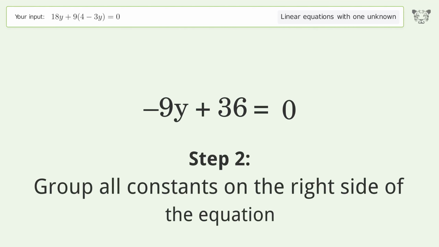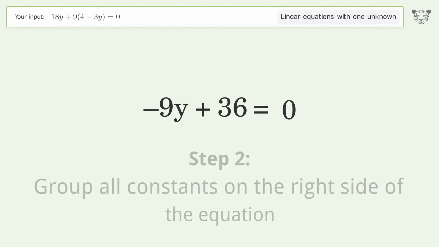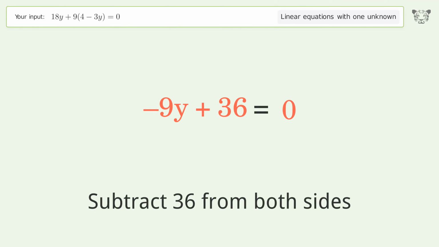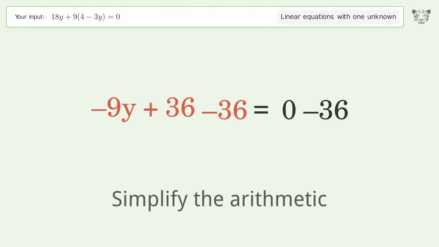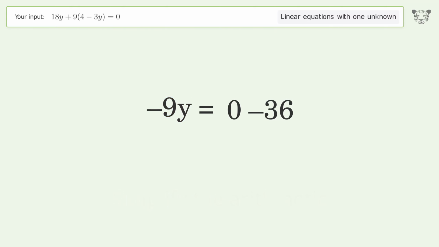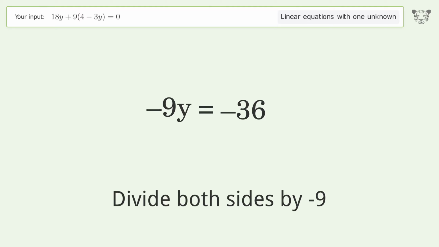Group all constants on the right side of the equation. Subtract 36 from both sides. Simplify the arithmetic. Isolate the y. Divide both sides by -9.